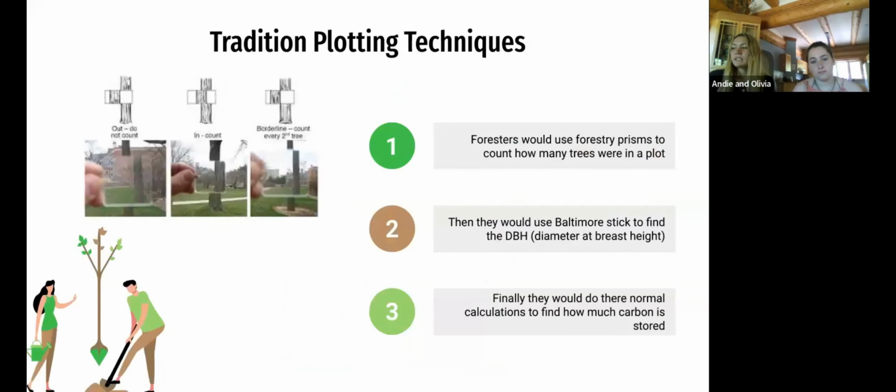So we did a traditional plotting technique, which we use these forestry prisms to count out how many trees were in the plot. So as you can see, if the tree overlaps, then it's in and we count that as one of the trees. But if it's out of the prism, then we do not count that in our plotting area. Then we will use a Baltimore stick to find the DBH, and then we will do the calculations as we talked about before.